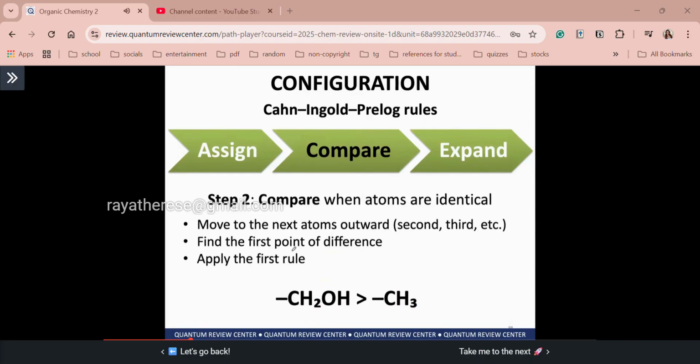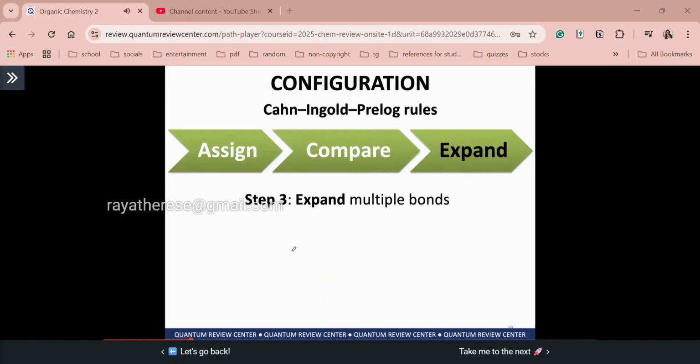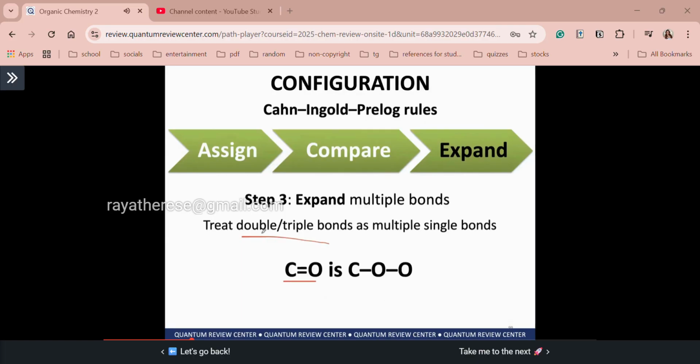And lastly, we have expand. In particular, you need to expand your multiple bonds. When we say multiple bonds, these are your double or triple bonds. So usually, class, for example, your carbonyl compound, we usually treat it as C-O-O. Diba? Your double bond will now be equal to 2 oxygens bonded to your compound. Okay? So class, later, we have an example for our CIP rule naming. So please revisit our discussion here. Again, straightforward CIP rules. You just really need to familiarize yourselves with our step-by-step configuration assignment. ACE: assign, compare, and expand.